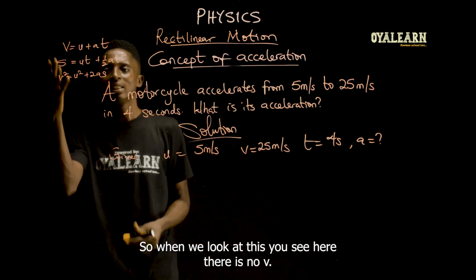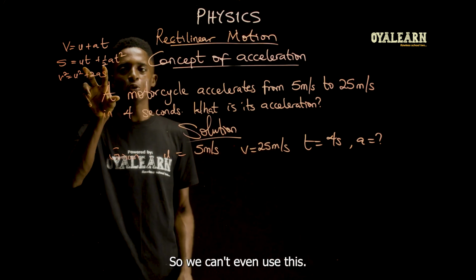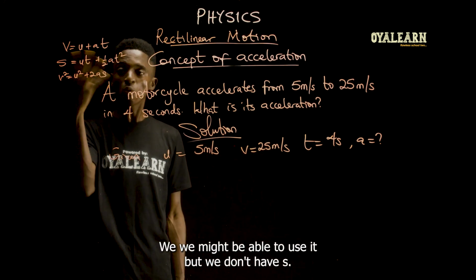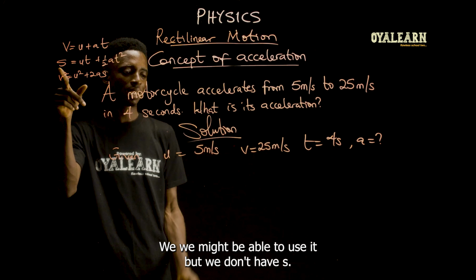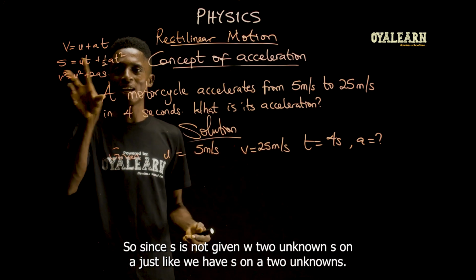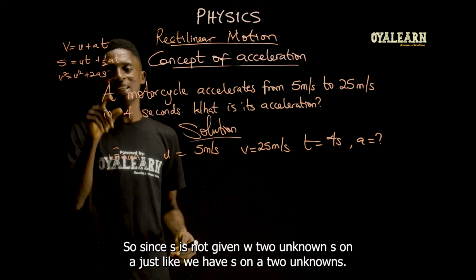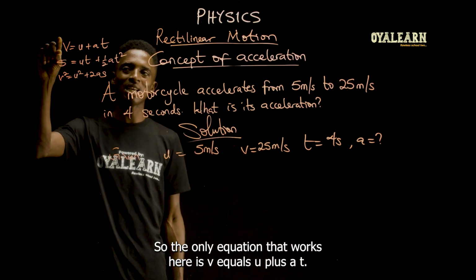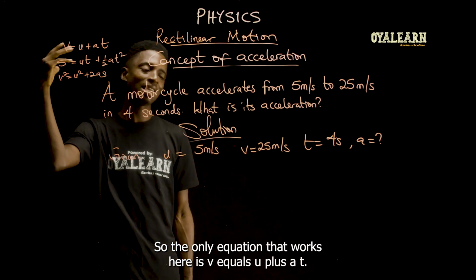Okay? So when we look at this, you see here there is no v here, so we can't even use this. We might be able to use it, but we don't have s. So since s is not given, that will be two unknowns, s and a. Just like we have s and a here, two unknowns. So the only equation that works here is v equals u plus at.